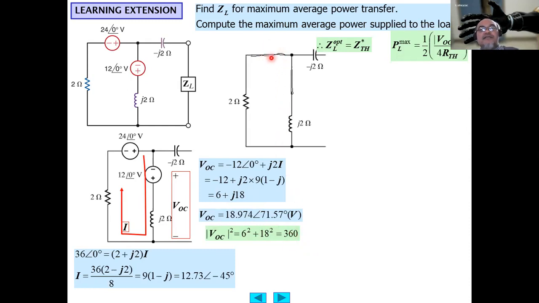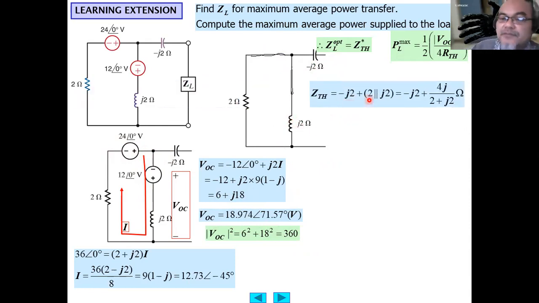So ZTH is found by short circuiting the voltage sources. This is a short circuit, this is a short circuit, and the equivalent impedance is seen from these terminals. So basically it equals this minus j2 ohm plus the parallel combination of the 2 ohm and the j2 ohm.